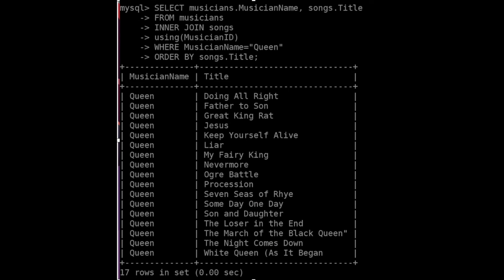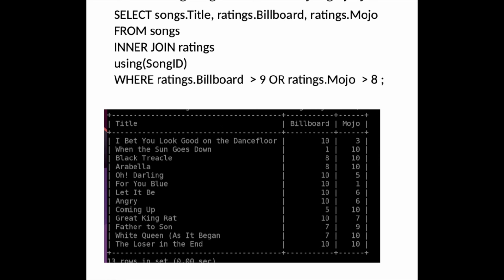Here we can see all the songs in the database by the group Queen. The songs are ordered in alphabetical order. This is another potentially useful query to look at.